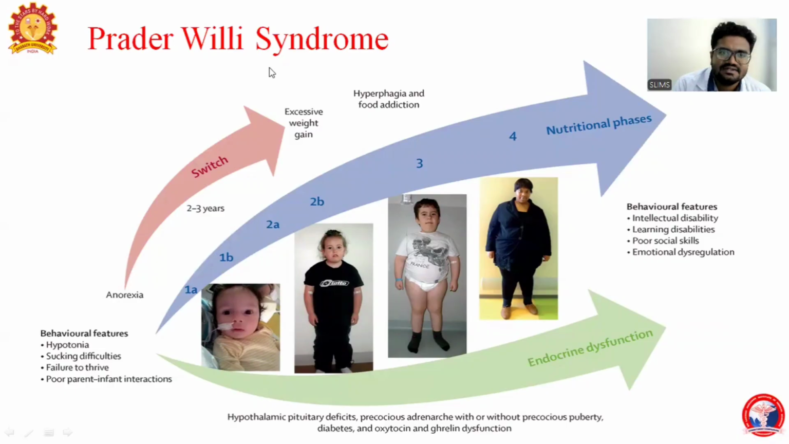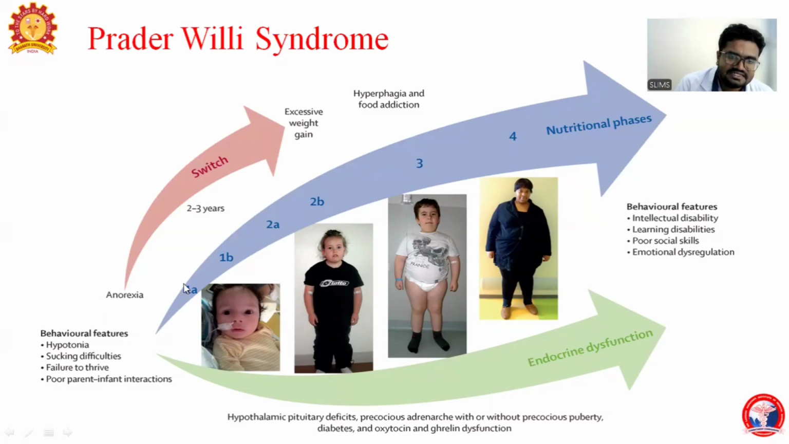So next is Prader-Willi syndrome. If you see, this is Prader-Willi syndrome. At birth, the baby will be a small for gestational age baby, and around 1 year of age, there is a rapid weight gain associated with hyperphagia. During the course, this baby will have developmental delay, and at birth the baby will have failure to thrive, poor feeding difficulties and hypotonia.